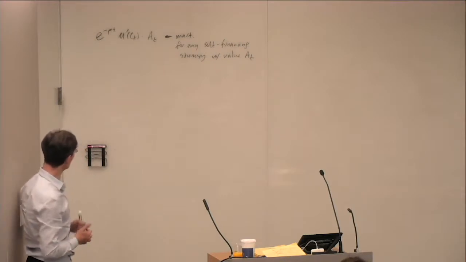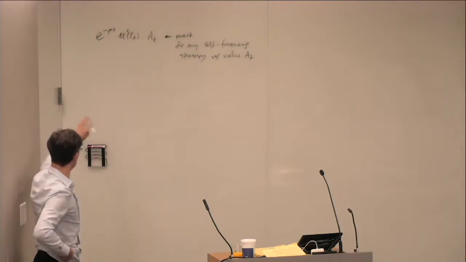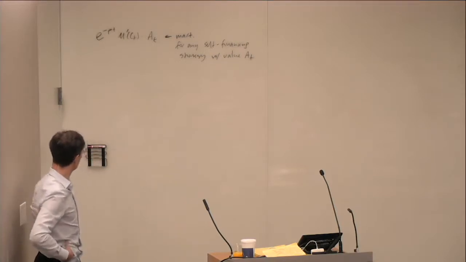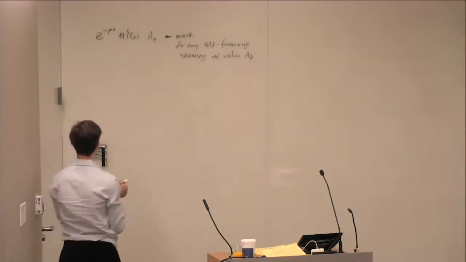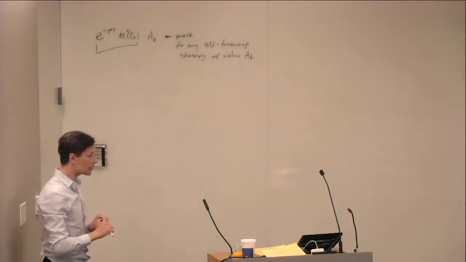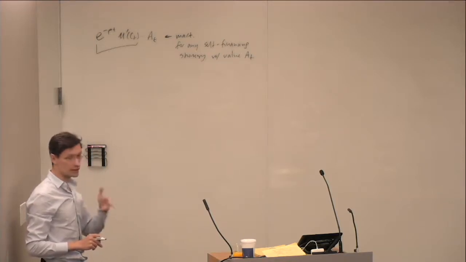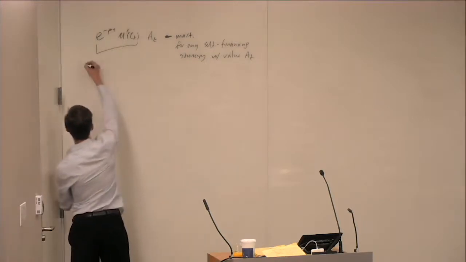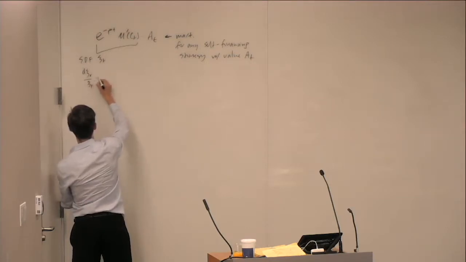Okay, so let me use this. This is the basic asset pricing thing. In other words, you can use the marginal utility of the agent as a stochastic discount factor to price assets. So this is a stochastic discount factor. This is C_t, and C_t has some law of motion.